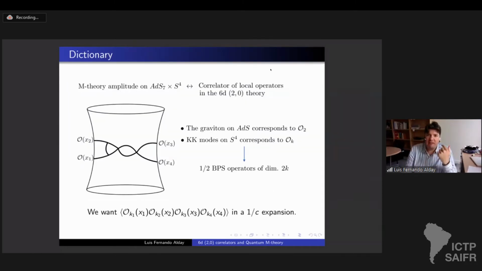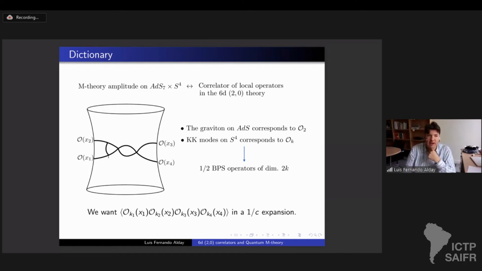Now, the AdS/CFT duality also tells us a bit more. It tells us how we need to think about M-theory amplitudes on AdS7 × S4. When you want to define scattering amplitudes, it is very important that you define asymptotic states. This is not a very easy thing to do in AdS because AdS is like a box. But the way to define them is that we need to map them to correlators of local operators in the boundary 6D (2,0) theory.